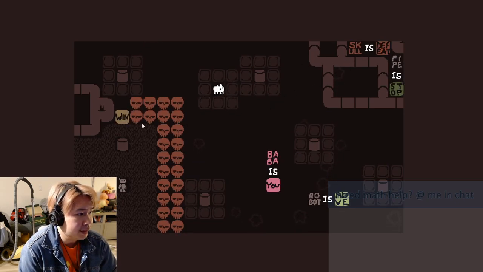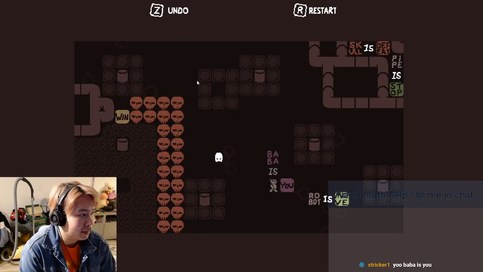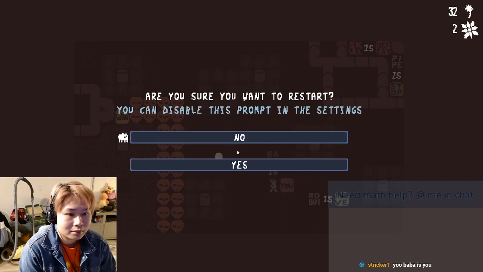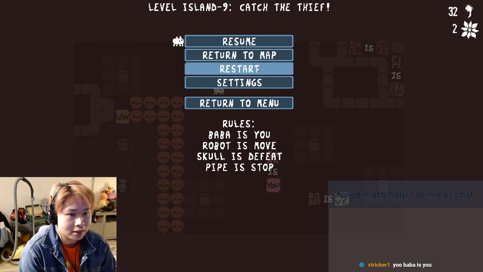Okay, so you see, skull is defeat, so if I touch the skulls, I die. The pipes are stopped, so I can't go through the pipes. And then I have Baba is you, so I control Baba. And then robot is move. So when I move, the robot moves. And then if the robot kept moving, then he breaks my sentence, so now I'm no longer anything. So I have to figure something out. Yo, Baba is you, yeah.